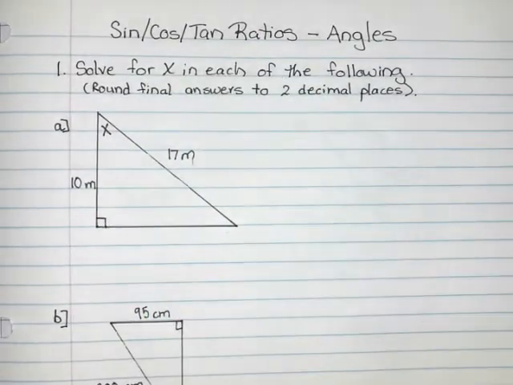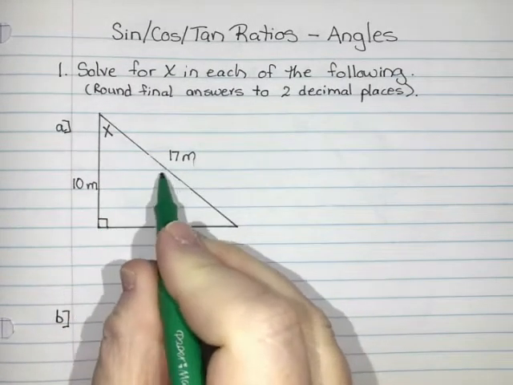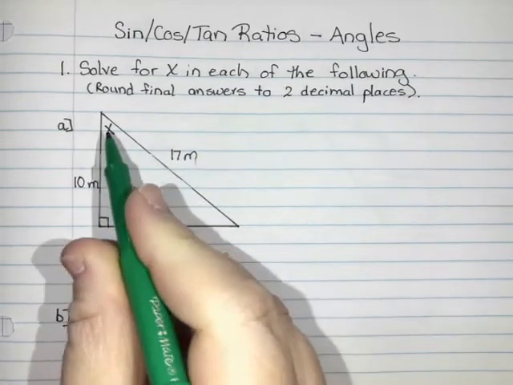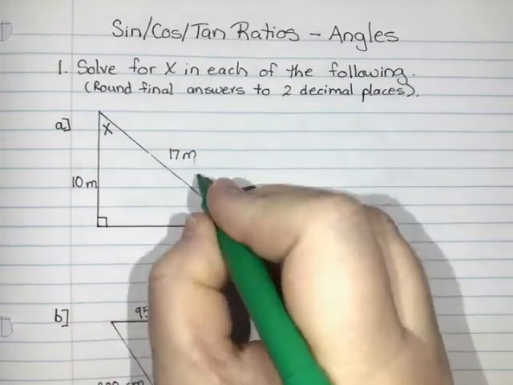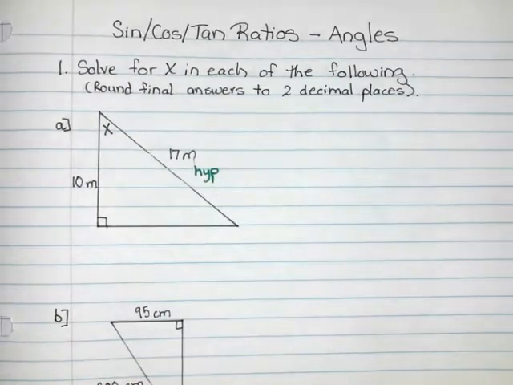So the first thing you should do is label your diagram. So the hypotenuse is always located across from that 90-degree angle, and it should be the longest side in your triangle. So this side over here, 17 meters, is my hypotenuse.